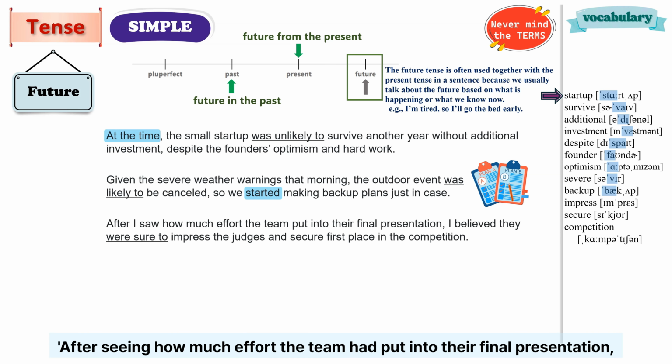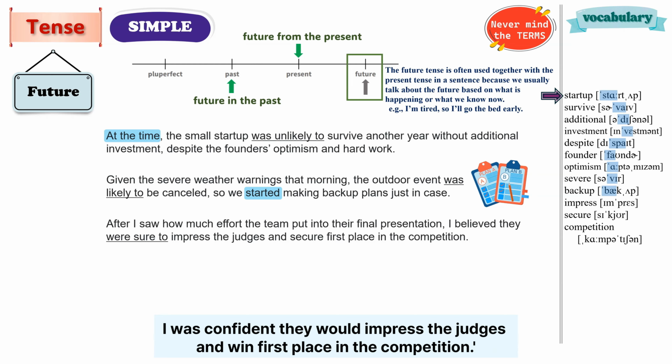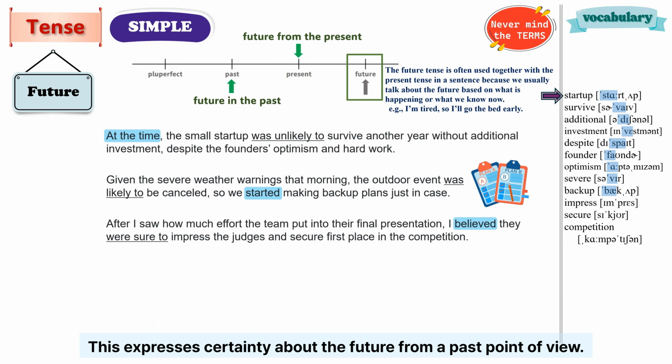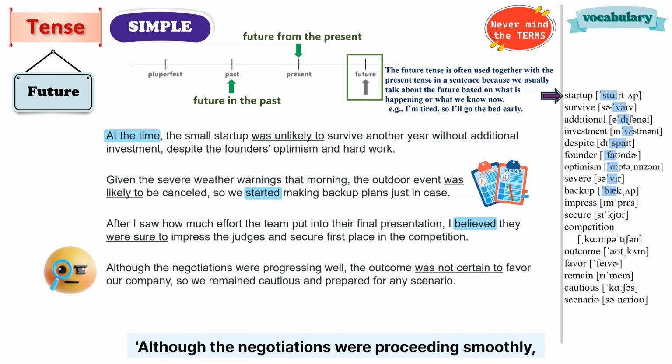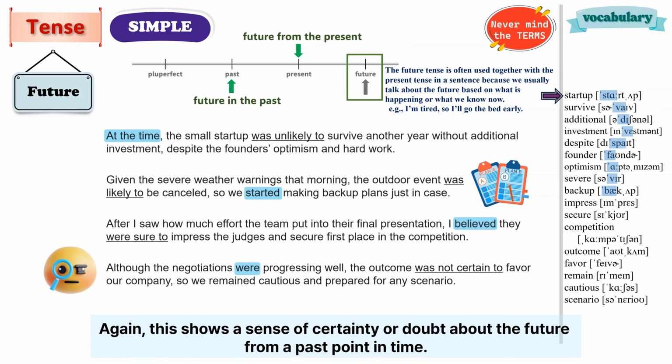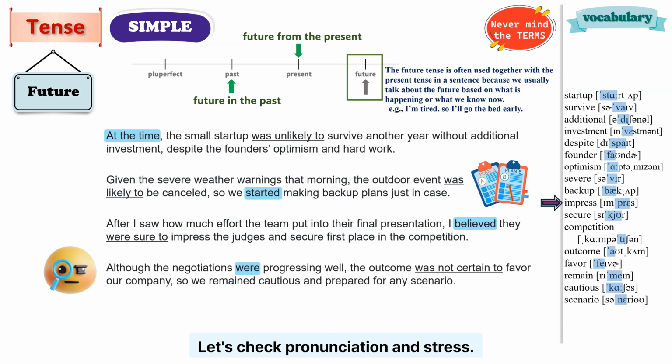Let's keep going. After seeing how much effort the team had put into their final presentation, I was confident they would impress the judges and win first place in the competition. This expresses certainty about the future from a past point of view. Although the negotiations were proceeding smoothly, we were not certain our company would come out ahead, so we stayed cautious and prepared for all possible outcomes. Again, this shows a sense of certainty or doubt about the future from a past point in time. Let's check pronunciation and stress. Notice that with familiar words, the stress sometimes falls differently than you might expect.